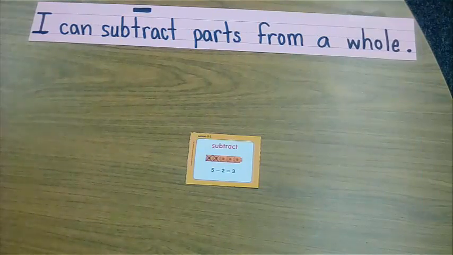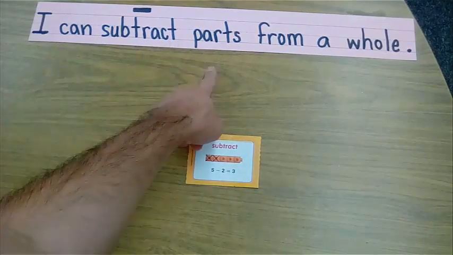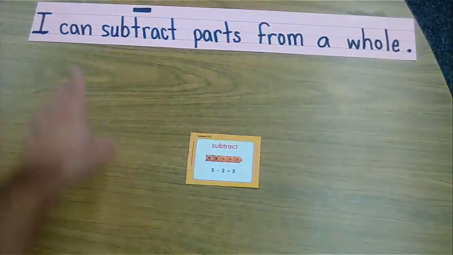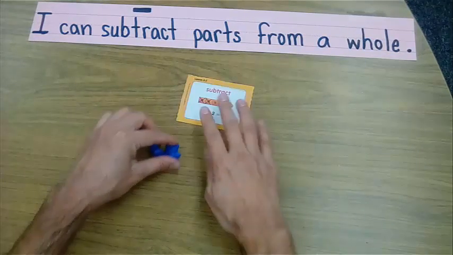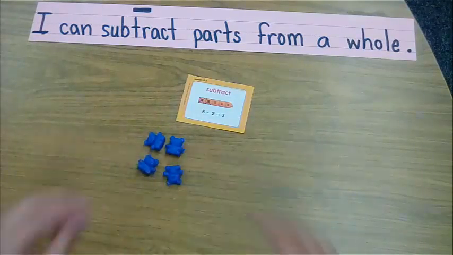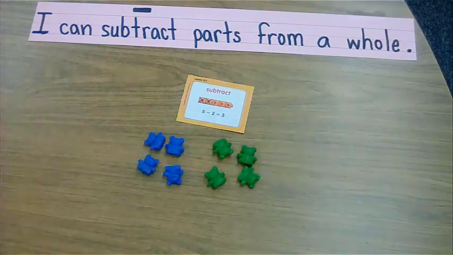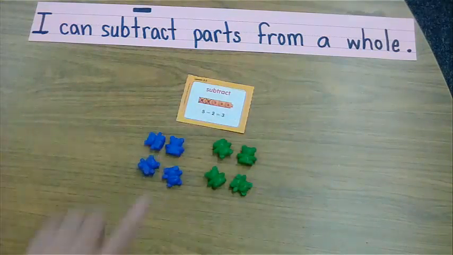Okay, so the learning objective for today is I can subtract parts from a whole. So let's talk about that word, subtract. Subtract means that you are going to take away. So for example, if I have some bears in the forest, how many bears here? Well, I see 8 bears.